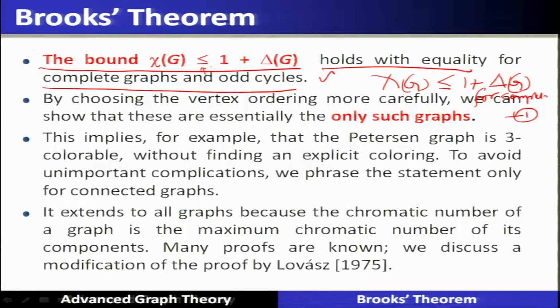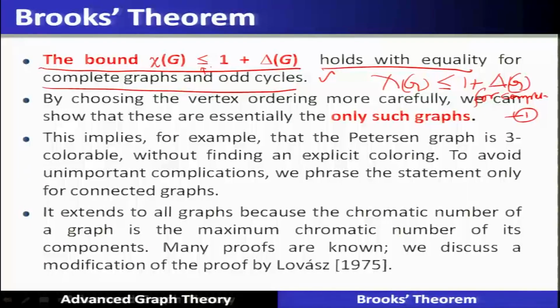To avoid unimportant complication, we state that the graphs are connected. For disconnected graphs, we can extend it by finding the chromatic number of the components and taking the maximum of it. So, without loss of generality, we will consider only connected graphs. It extends to all graphs because the chromatic number of a graph is the maximum chromatic number of its components, which I have already stated.